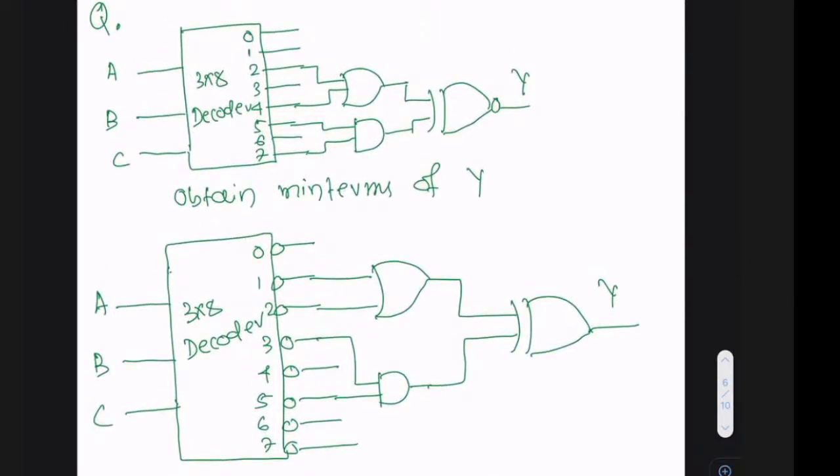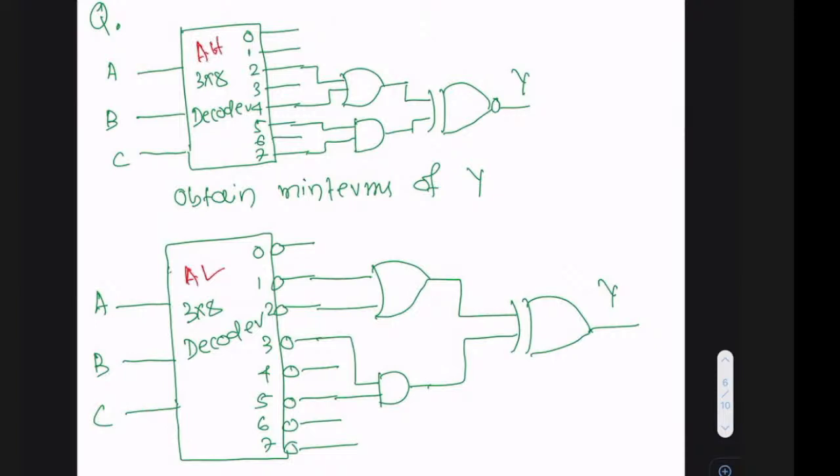So what is the concept that you need in this case? This is an active high decoder, and this is an active low decoder. How do you know this? From these bubbles, you can easily guess it is an active low decoder. And if there are no bubbles, it is an active high decoder.